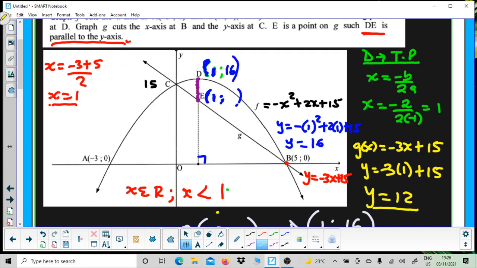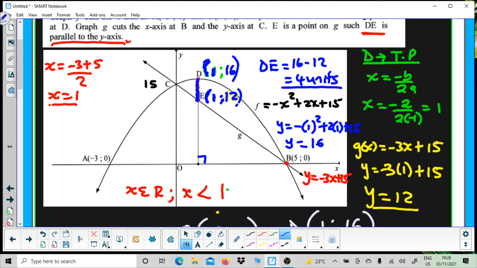Here is what I'm saying, people. You put your 12 here, and now the question is, can you find this DE right here? If you know this is 12 units high and this is 16 units high, what will be the distance DE then? Yeah, you just say 16 minus 12, which is going to be 4 units. Very, very simple if you ask me. So this is what you were supposed to do to get this distance.